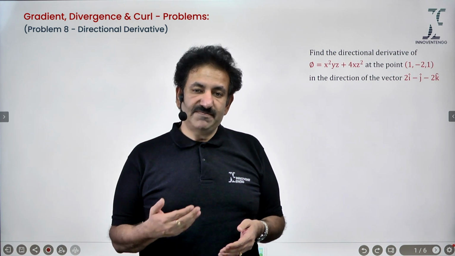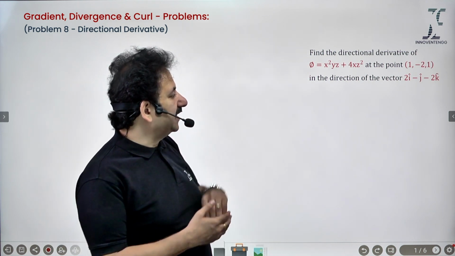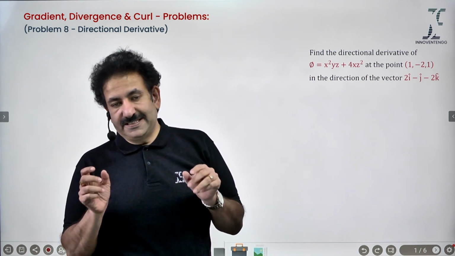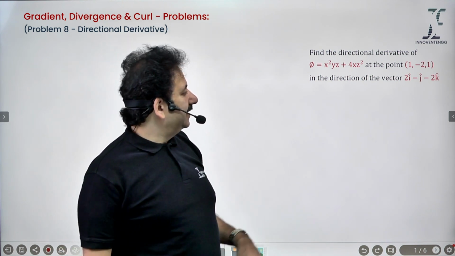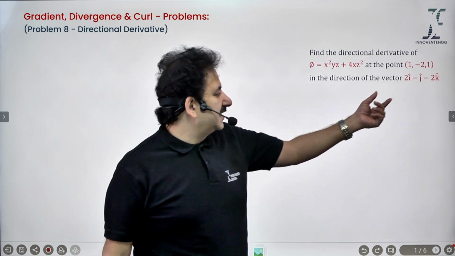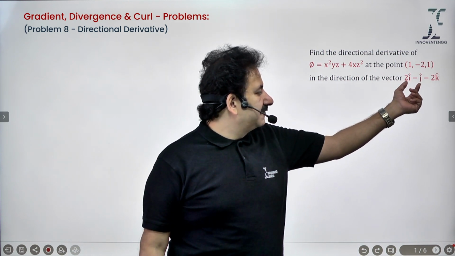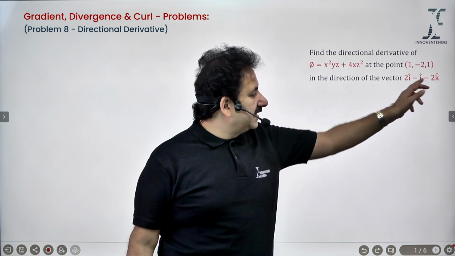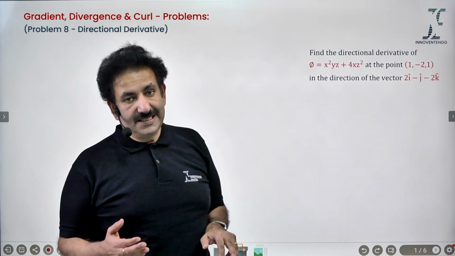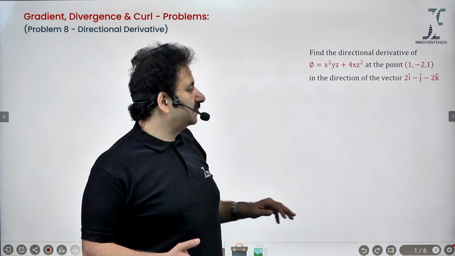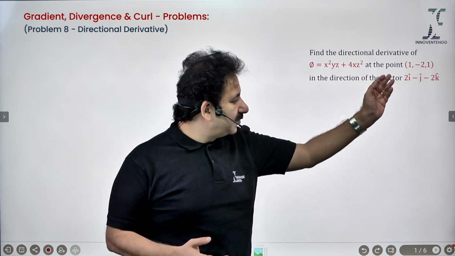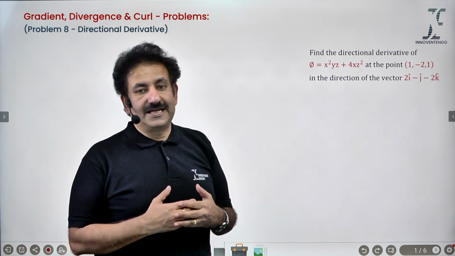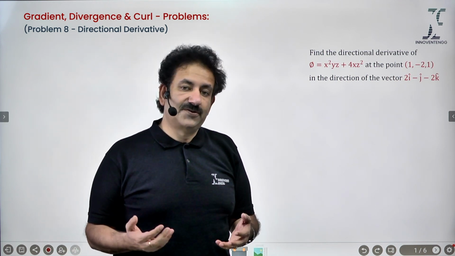What would be the first step? First step would be to find the gradient at this particular point, which would be a vector with certain magnitude, and then that vector will be dotted with the unit vector which is along this vector. That means the unit vector is got by dividing this vector by its magnitude, and if you take the dot product between the resulting gradient at this point and the direction of the given vector, then you are done with your problem. So let's go systematically.